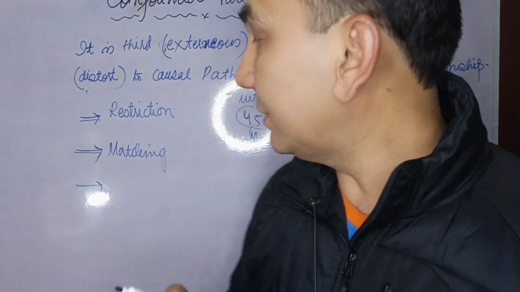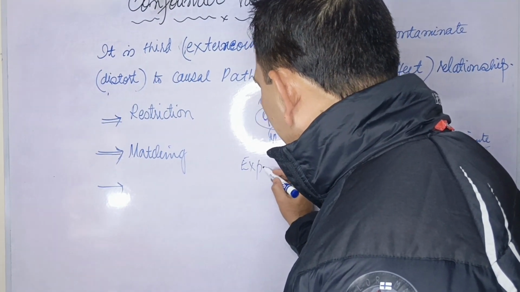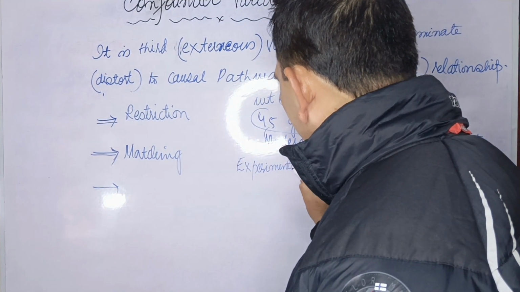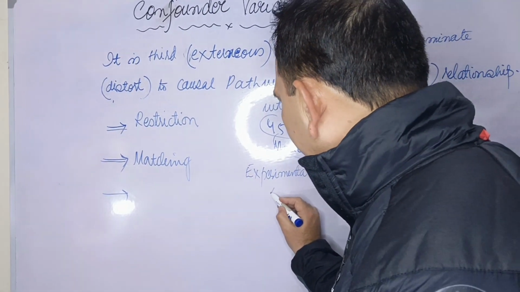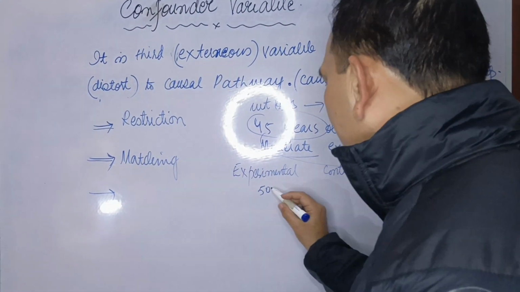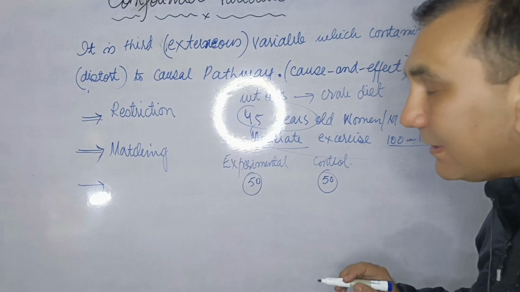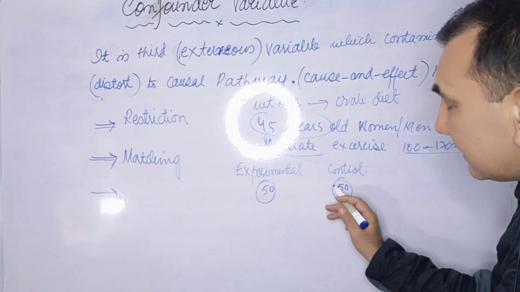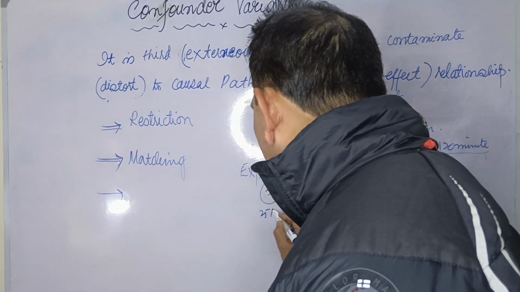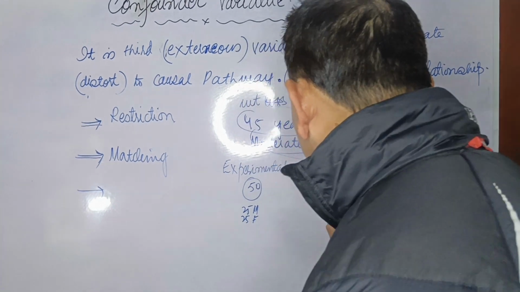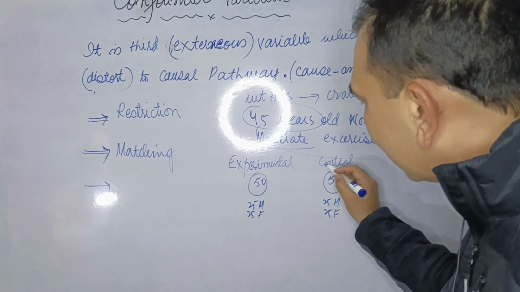Okay, this is matching of the subjects in the experimental group and control group. If you took 50 samples in the experimental group, then definitely you will take 50 in the control group. Now these are matched according to their numbers. Now in the 50, 25 are male and 25 are female. Now the 25 male, you will take 25 male and 25 female in the control group as well.